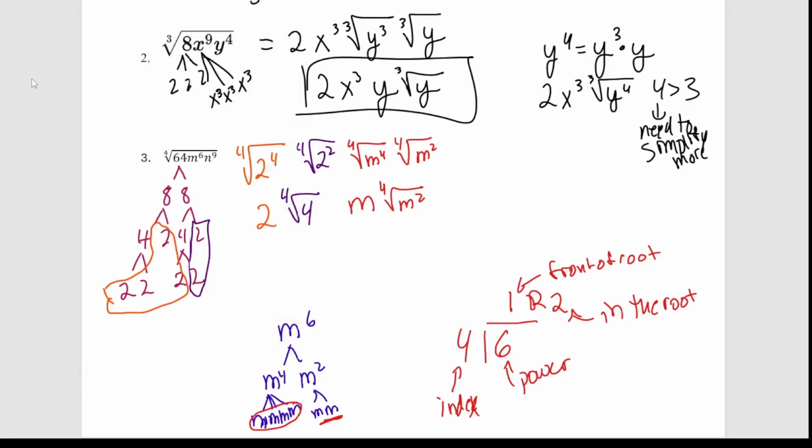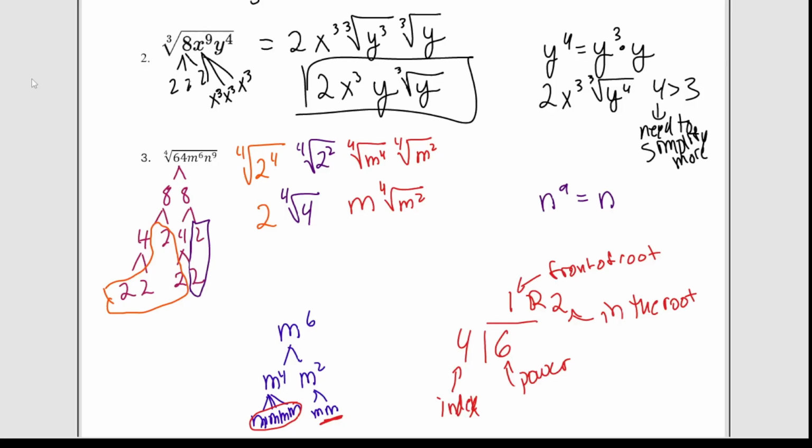For the last one, if I have n to the 9th, well, I can break that down into n to the 8th times, or actually let me be a little bit more explicit. That's going to be 2 n to the 4ths times the remaining n. So that's exactly how I'm going to rewrite that: I'm going to have the fourth root of n to the 4th, the fourth root of n to the 4th, times 1 more n, and we know that the fourth root of n to the 4th just becomes n, and then we still have just 1 more n underneath the 4th root, I should say.